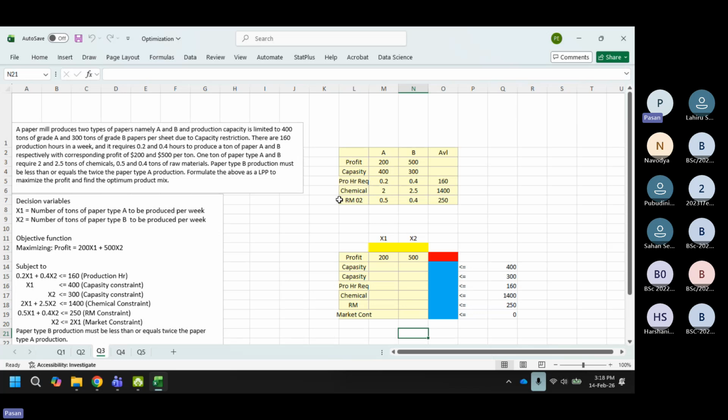Of course, due to the capacity restriction, that means in terms of storage, if you produce more than that, you cannot store them, right? So until you ship them or whatever, you have some restriction like that. So in terms of production hours, they have 160 production hours in a week, right?